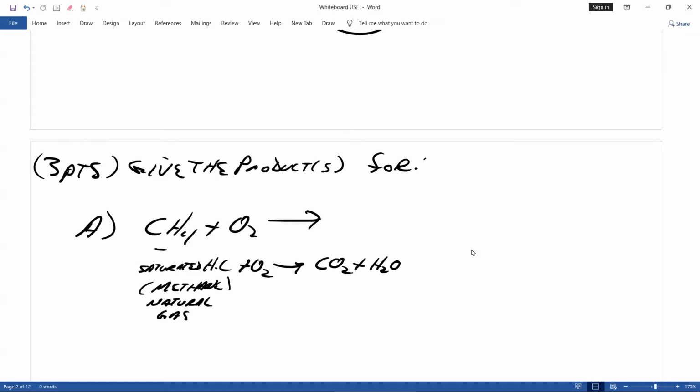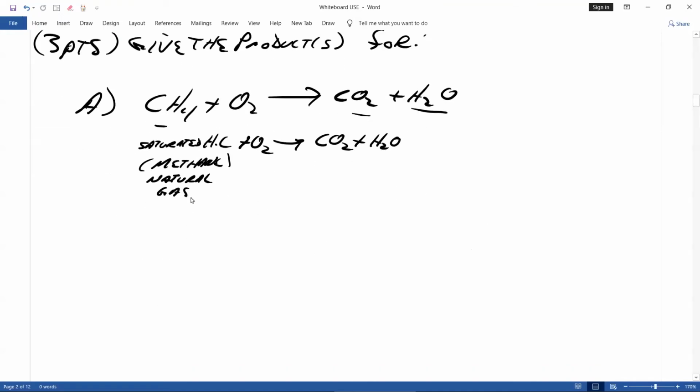Remember, in organic chemistry, we're lazy. So if we don't have to, we don't balance chemical equations. So the answer here is CO2 plus water. And that's what you write down. Oh, let's do another one. And then I'll let you have some fun too.